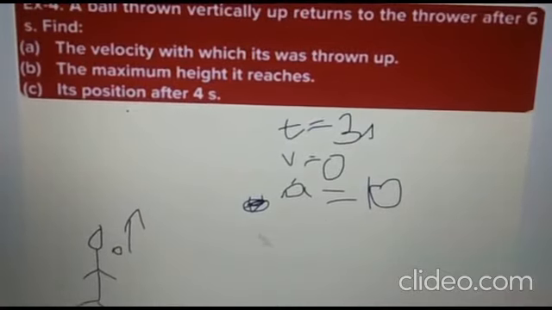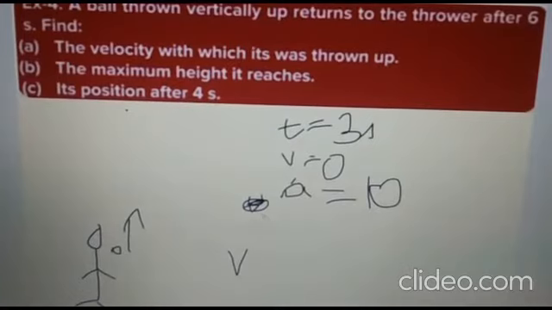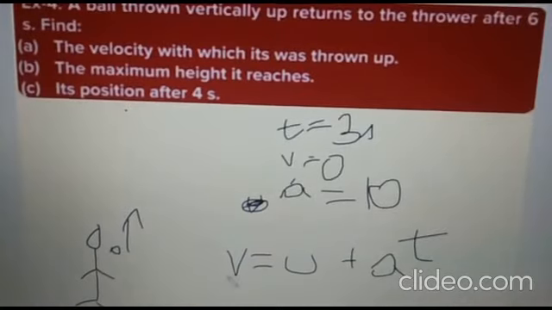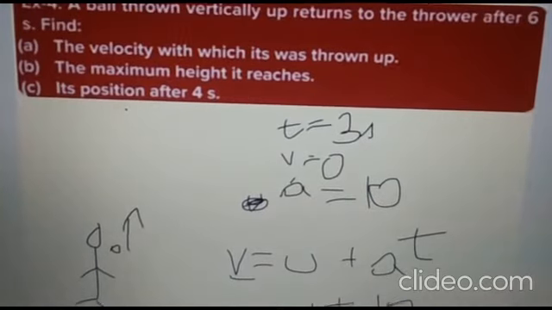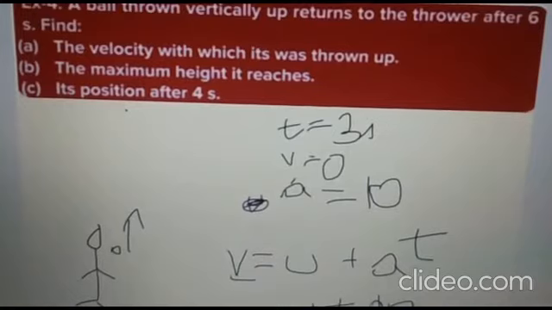Now from this info, we can use the equation v is equal to u plus at. Now if we put the values, instead of v it will come 0, u you have to find, and acceleration is 10 and time is 3, so 3 into 10 would be 30. Okay guys, now we have to find u.